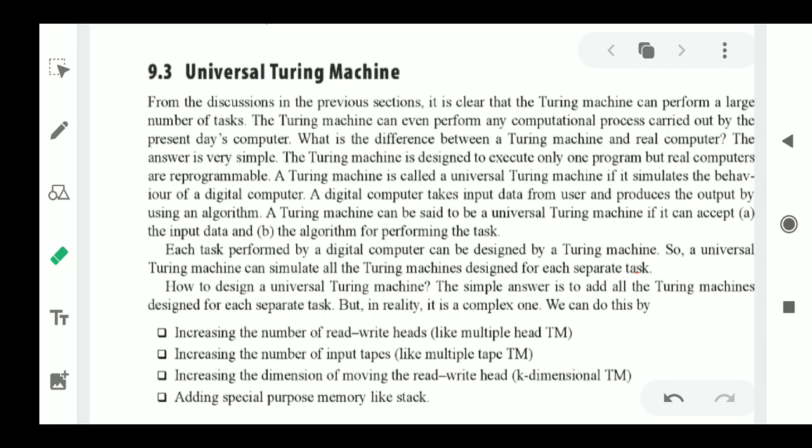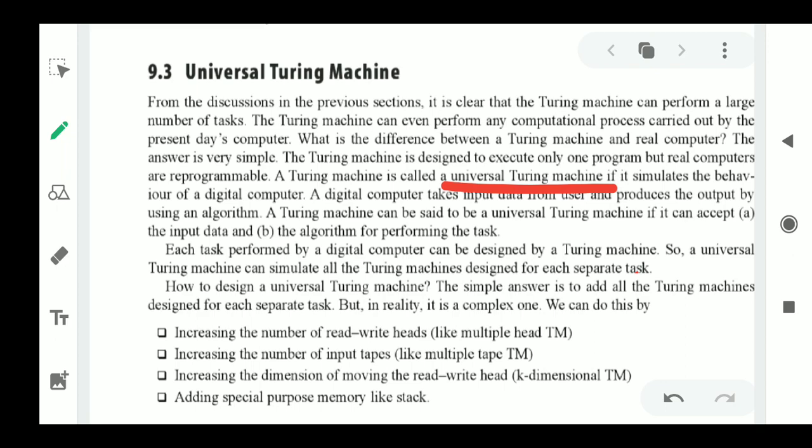But to design a universal Turing machine, what do we need to do? We need to combine, or integrate, all the programs of Turing machines. Suppose we want to design a calculator, we need to take the Turing machine program for the addition operation, and the Turing machine programs for subtraction, multiplication, and division. After combining all these things, we can say that machine is called a universal Turing machine.